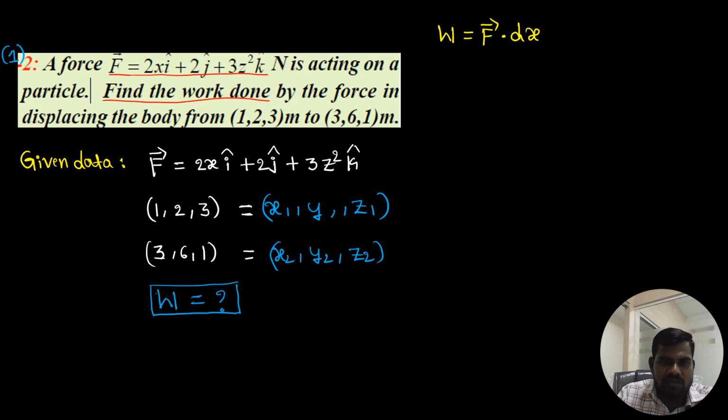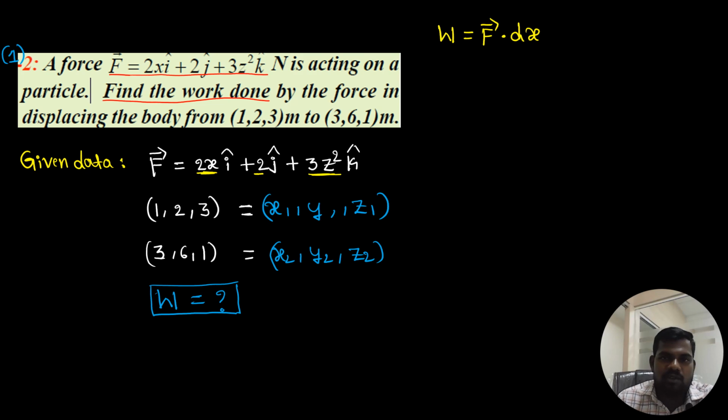In the constant force, there is no function, but here it is a function. Now we can see this is 2x, 2 and 3z square. All the force is given in terms of a function, in terms of x. That's why if you take constant force, they won't give an x value or z square value. They should give only 2 i cap plus 2 j cap plus 3 k cap. That's how they will give it.